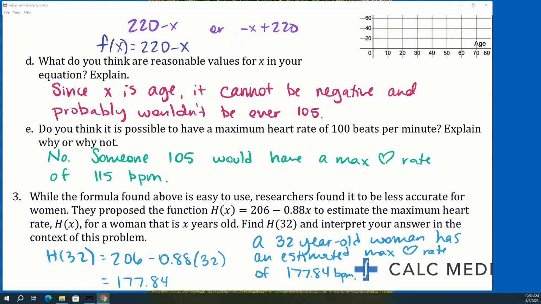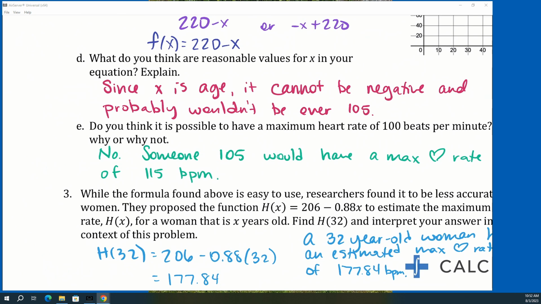Probably not going to. So that D part about the reasonable x values, what is that called in mathy words? Something that describes the x values for a function. It's not a variable. It's where the function is defined, or what x values you can use for that function. That's the domain.